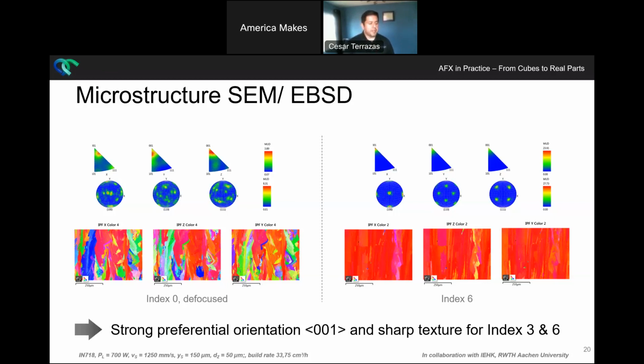So again, that preferential orientation growth for this alloy, right, in the 0, 0, 1 plane, is explained by these EBSD results, right? So it's a very sharp texture that is created just by the emission in the ring beam versus the regular Gauss beam.